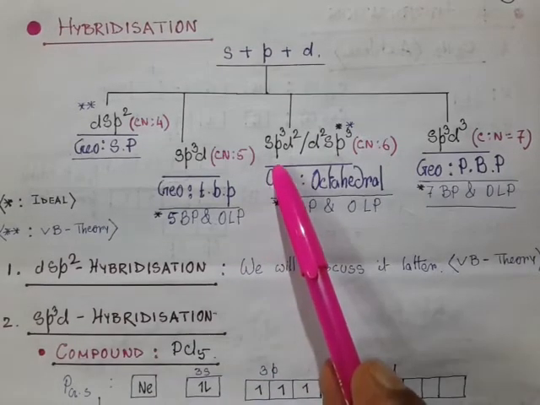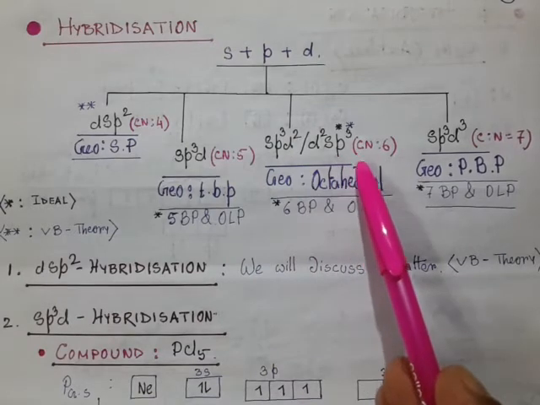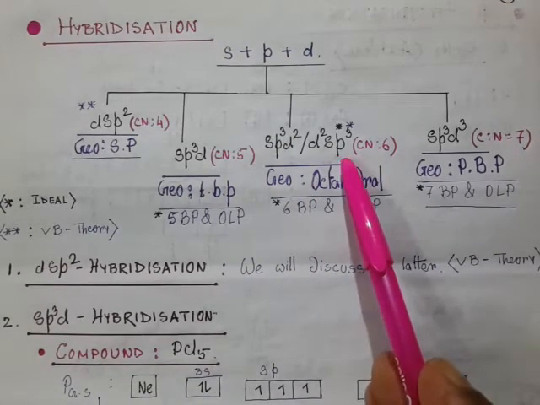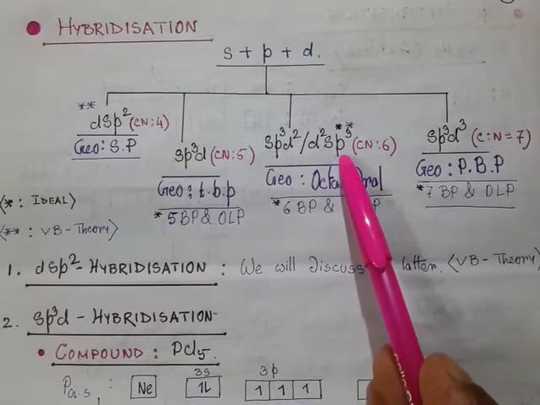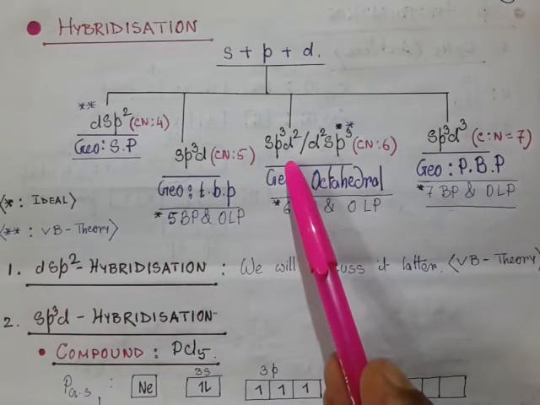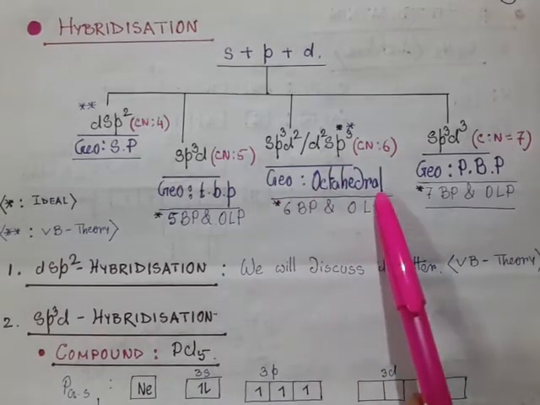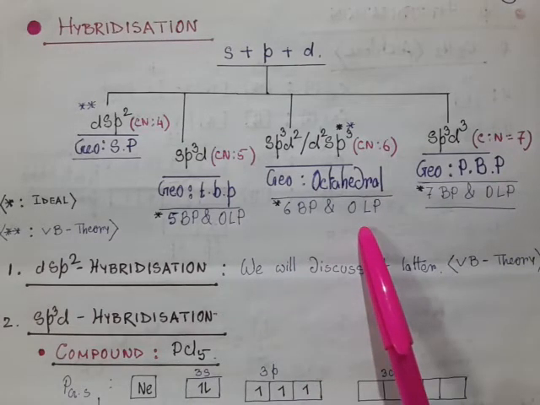Now our third classification, that is sp3d2 or d2sp3 hybridization. Obviously coordination number 6. d2sp3 hybridization has a double star, which means we will discuss it in the latter part of the chemical bonding lecture in the field of valence bond theory. Here we obviously discuss sp3d2 hybridization. If you have sp3d2 or d2sp3 hybridization, in that case geometry is octahedral. And what about ideality? Ideality means there are 6 bond pairs of electrons and 0 lone pairs of electrons.